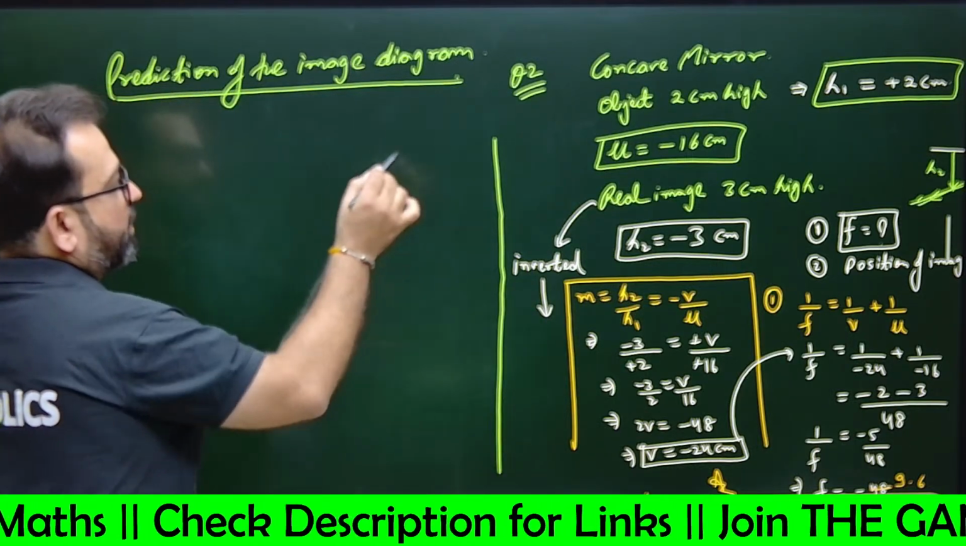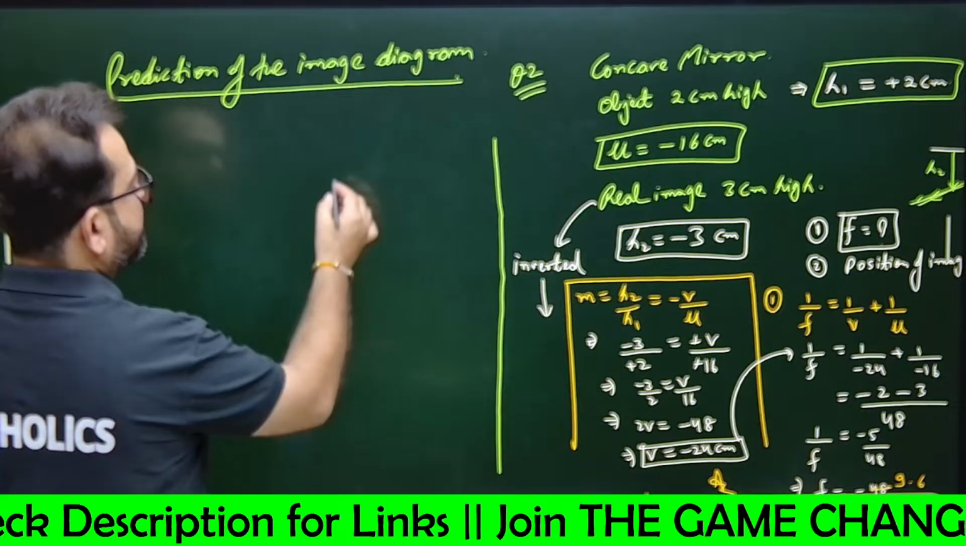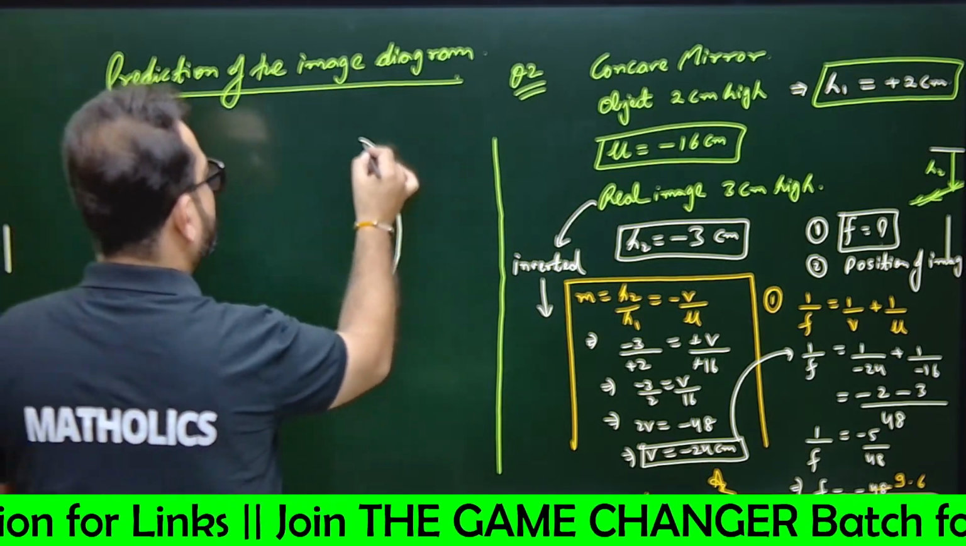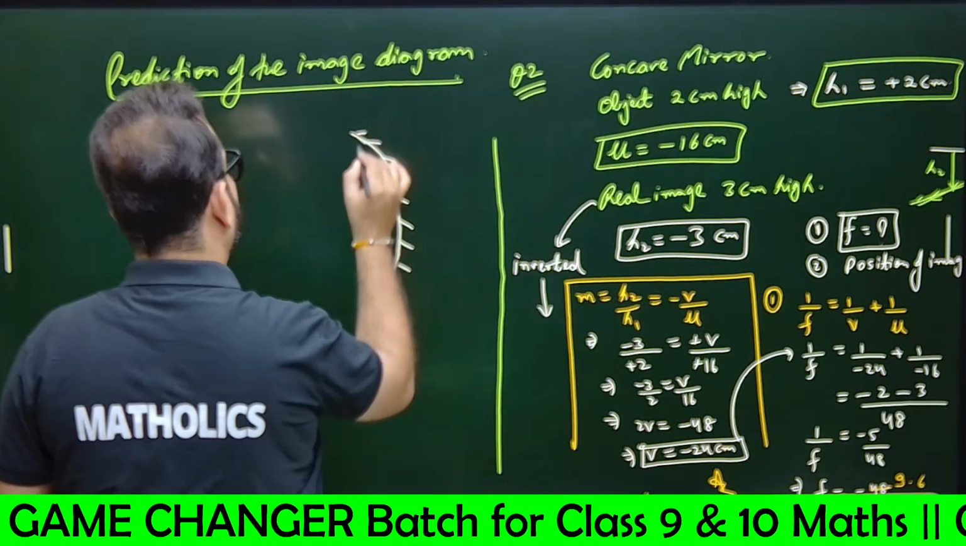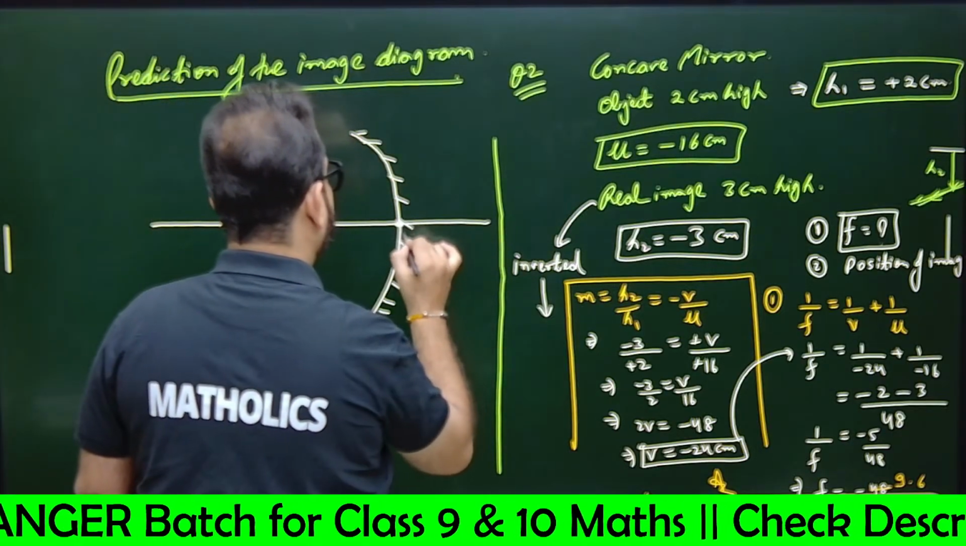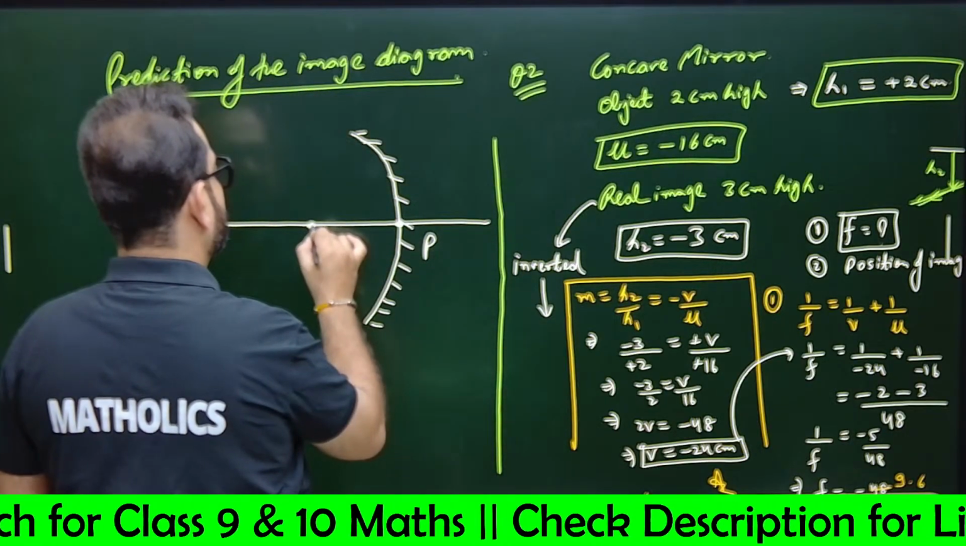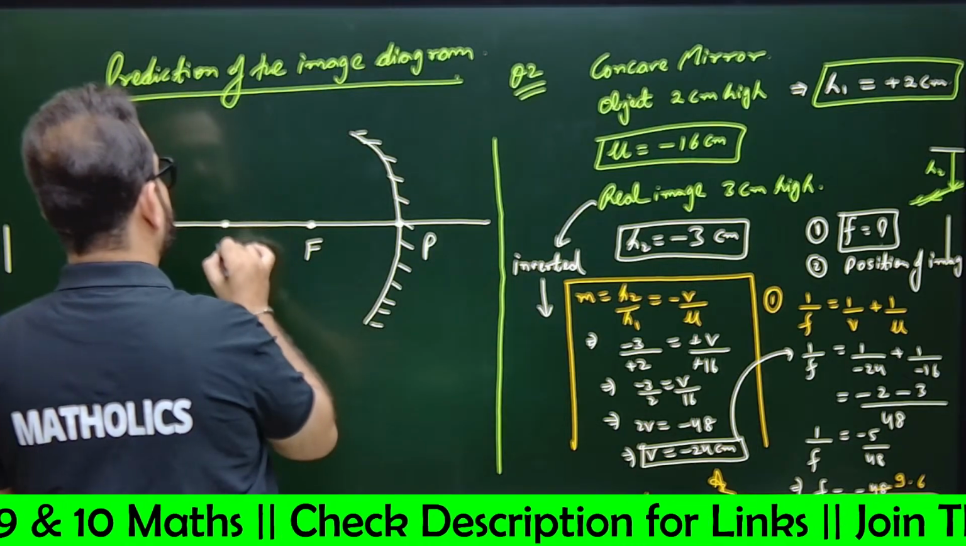Now they are saying object height is 2 centimeter. Okay, H1 is this. We'll draw a concave mirror. Right. This is pole. This is focus, and this point is center of curvature.